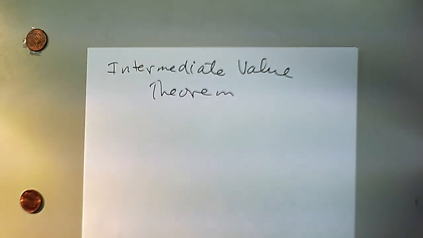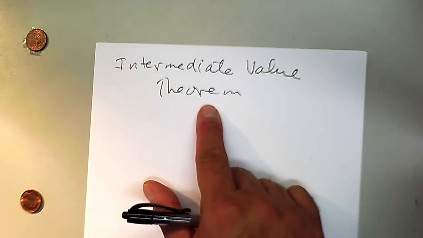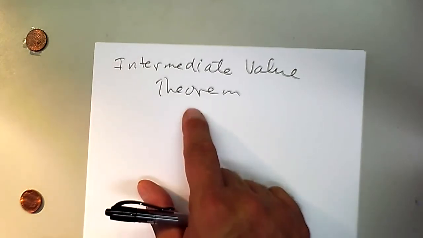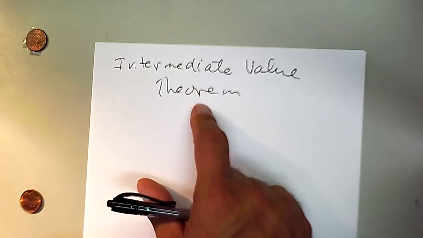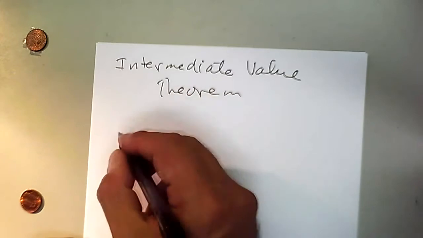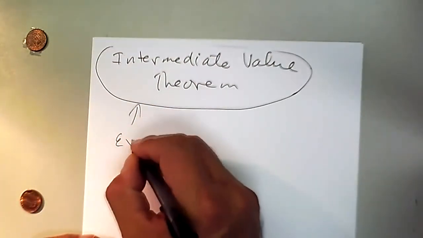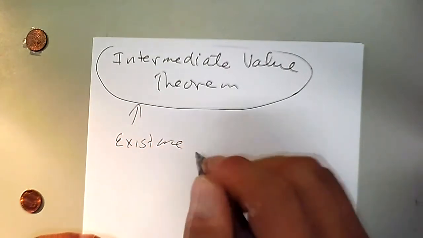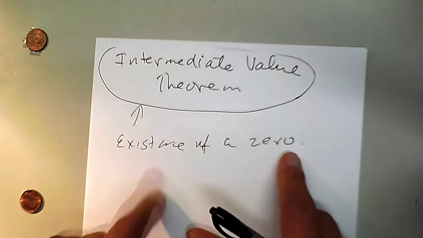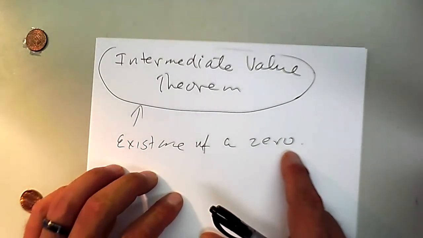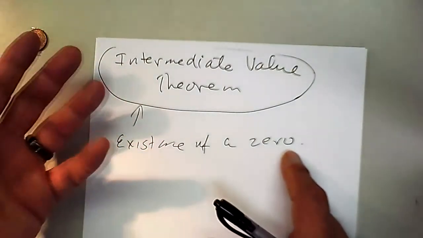Intermediate value theorem. This is a weird theorem for many of us because it deals with the existence of a solution or a zero. So this theorem talks about the existence of a zero, which is kind of weird because we don't ask ourselves, does something exist? Is there a solution? Does a solution exist?